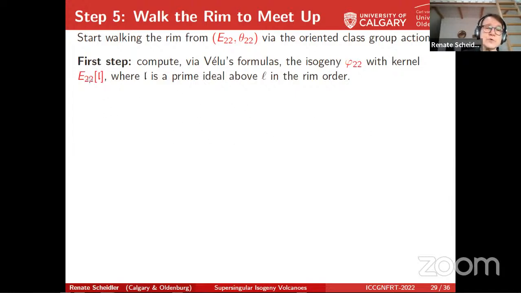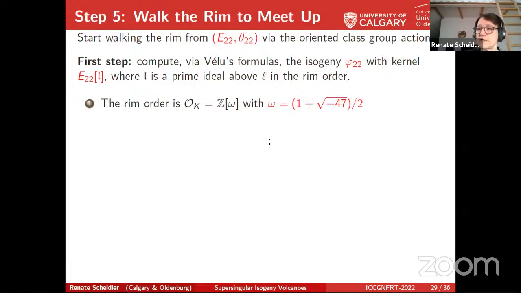So here's how you use the class group action to compute this thing. The rim order turns out to be the maximal order. That doesn't have to be the case, but in this case, it happens to be the maximal order. It just has to be an order where the conductor is not divisible by 2. So this is a generator of the maximal order, and now you need to translate that generator to the world of endomorphisms. So you need to take the endomorphism corresponding to this, the orientation corresponding to this endomorphism, and pull this omega back into the endomorphism ring, and you compute rho.